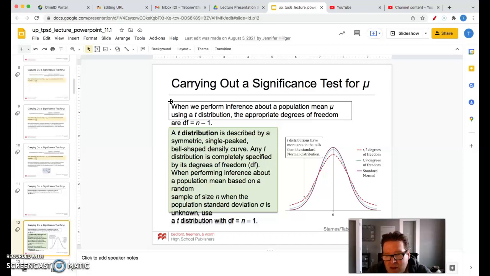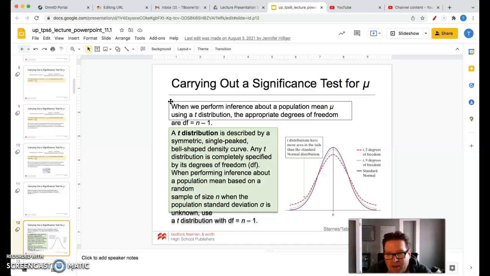Now, when performing inference about a population mean based on a random sample of size n, when the population standard deviation is unknown, we're going to use the t distribution with degrees of freedom that's 1 less than your sample size.